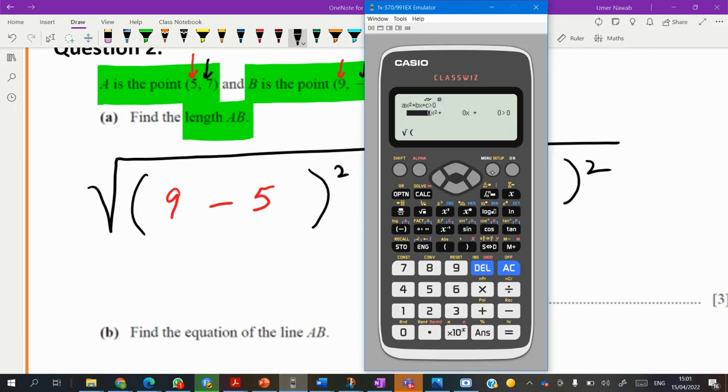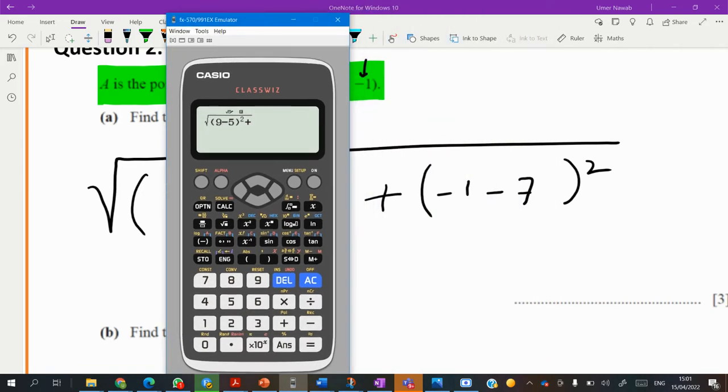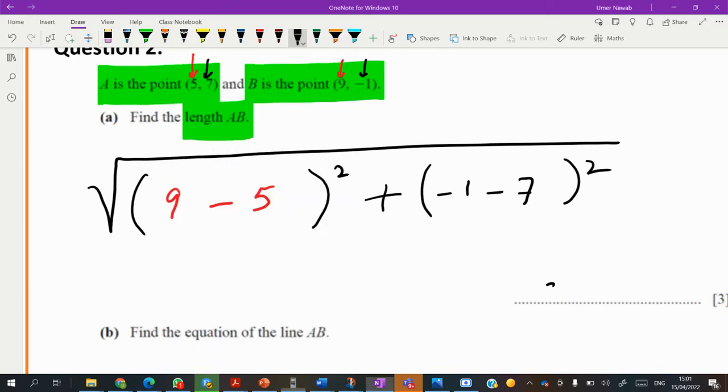It gives us square root of (9 minus 5) squared plus (-1 minus 7) squared. It gives us the answer in surd form, but we have to write the answer in decimals. It gives us 8.94 to 3 significant figures.